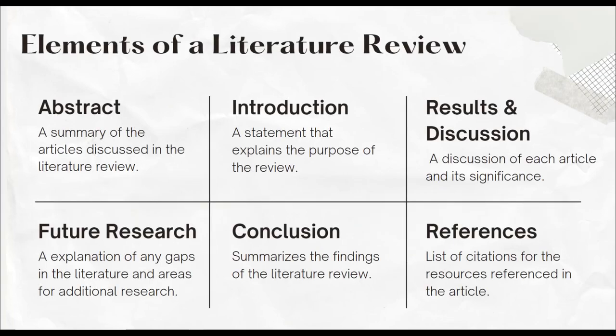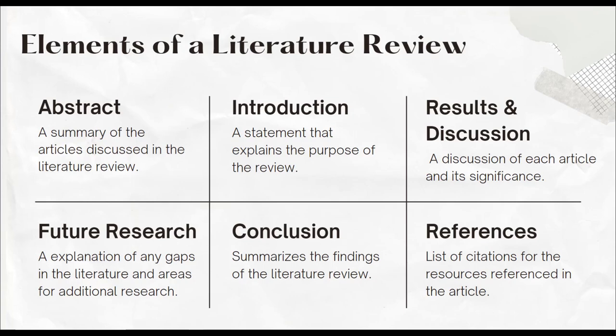There are usually 6 main parts of a literature review. First, an abstract provides a summary of the articles that are discussed in the review. The second part is the introduction, where the author explains the purpose of the review. The results and discussion section, the third part, discusses the articles on the topic. In many literature reviews, this section is broken down into smaller parts on themes that are written on the main topic. Sometimes a smaller conclusion section is included in the literature review to close out a theme.